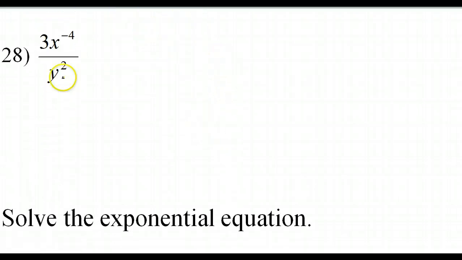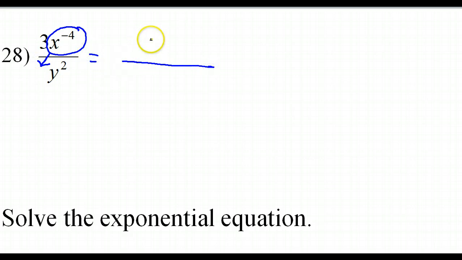Okay. This should be pretty easy. This is the only thing that's going to move because it has a negative power. So that's really it for this problem. That 3 stays up there. The x to the 4th power will drop down and become a positive 4 power. And that y squared stays there.